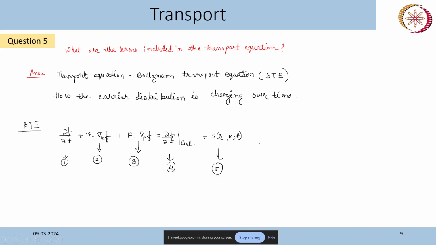Now let's see what these terms mean one by one. Okay, so the first term is del f by del t. That indicates the rate of change of f. So what is f? The carrier distribution function. For us it is the Fermi-Dirac distribution. We are dealing with electrons and this is the Fermi-Dirac distribution function, and how the distribution function is changing with time. That is the first term.